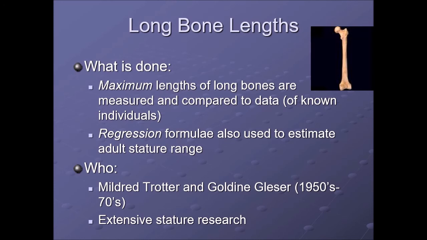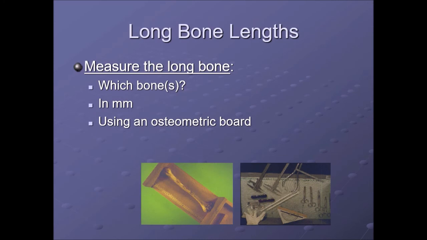This was invented by Mildred Trotter and Goldine Gleser way back in the 50s to 70s. It has since gone through a lot of reiteration, and I will show you the formulae in a minute, but we're not going to be testing on it. We'll never have to look at it that much. First of all, which bones do we use? We use the long bones, usually in the legs, because those have to do with stature, with height, right? We do this in millimeters because we want this to be universal. We often use what we call osteometric boards. That is fundamentally two bookends with a ruler in the middle.